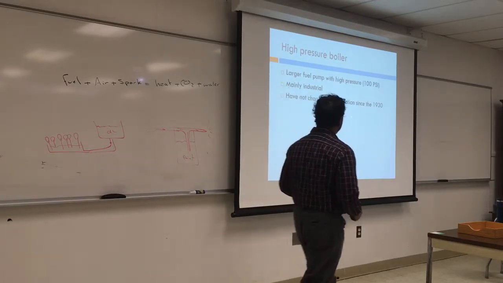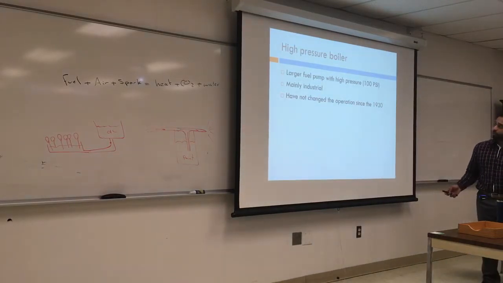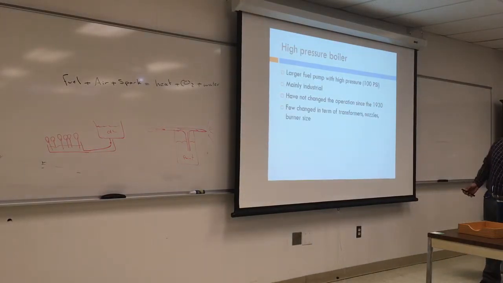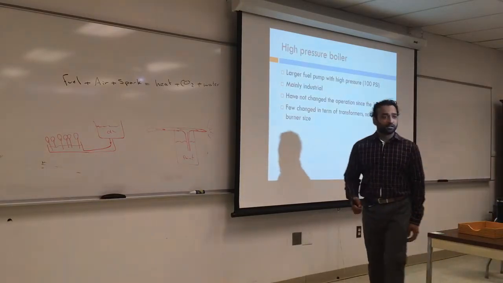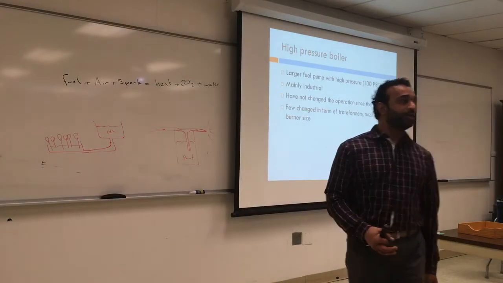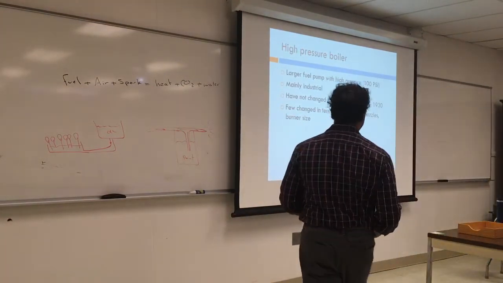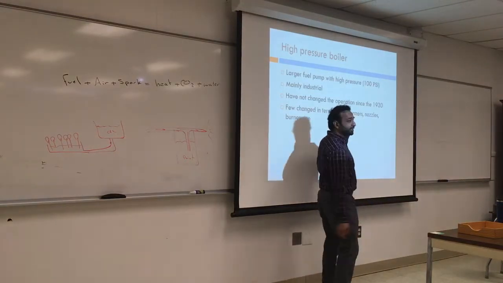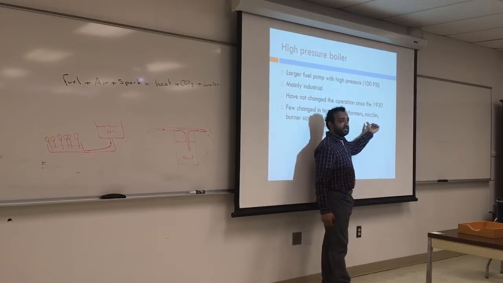There have been few changes in operation since the 1930s, the same technology, the same idea, how to pressurize oil. Few changes in terms of transformers, nozzles, and burner size. So if you look at a burner made in the 1920s, you're going to see the same anatomy, the same components. We changed the transformers. Now they do not constantly ignite. They ignite then stop.